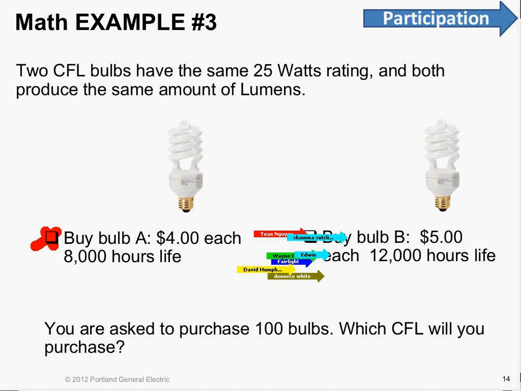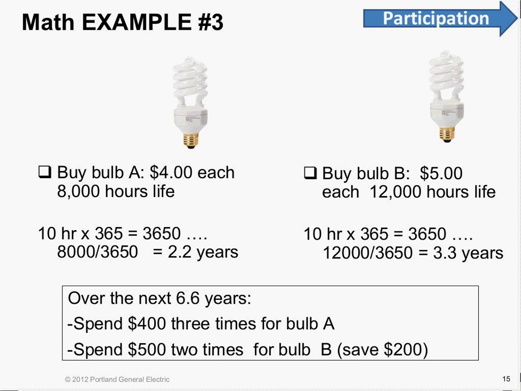But there's a little more that you can squeeze out of this example. Here are the 2 bulbs again, and I've done some math. If they're on 10 hours a day every day during the year, you would be using 3,650 hours a year. If you know it's going to last 8,000 hours, and divide by that 3,650, the bulb that costs $4 is going to last 2.2 years before it has to be replaced. If you buy the $5 bulb at 12,000 hours, divide by 3,650, you end up getting 3.3 years. So you get over a year extra time on this purchase.